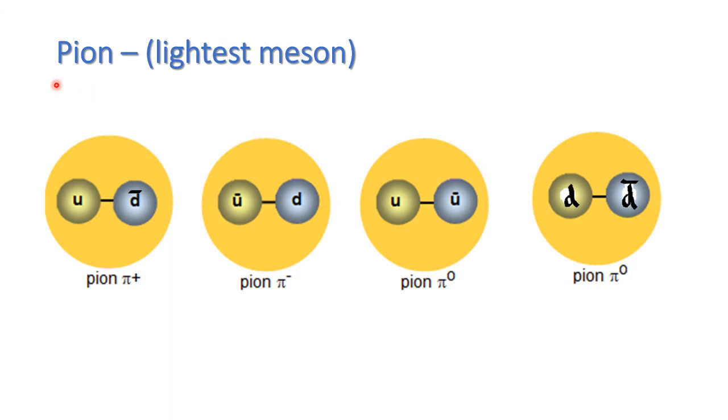And the pion is the lightest meson. There are three particles: pion plus, pion minus, and pion 0. So there is no need to memorize these structures, but it is sometimes useful to have a fair idea when you deal with examination questions.